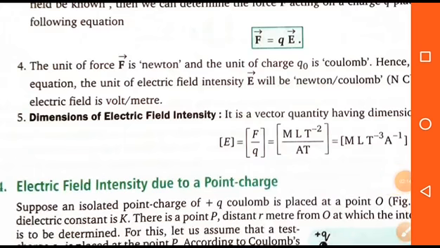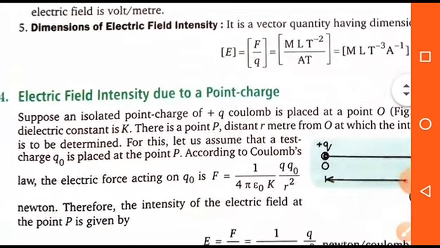Now we will discuss the dimension of electric field intensity. As we know that intensity of electric field E is equal to F upon Q naught, then the dimension of force F is MLT^-2 and the dimension of Q is AT. So the dimension of electric field intensity will be MLT^-3 A^-1.